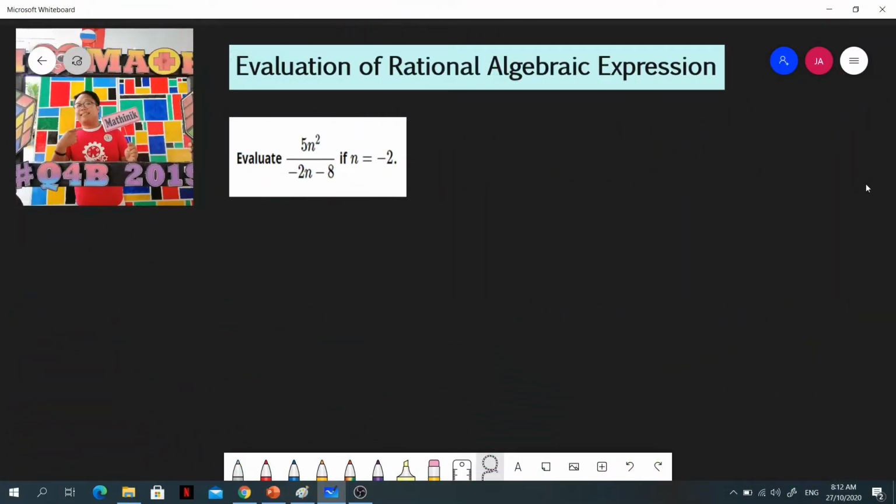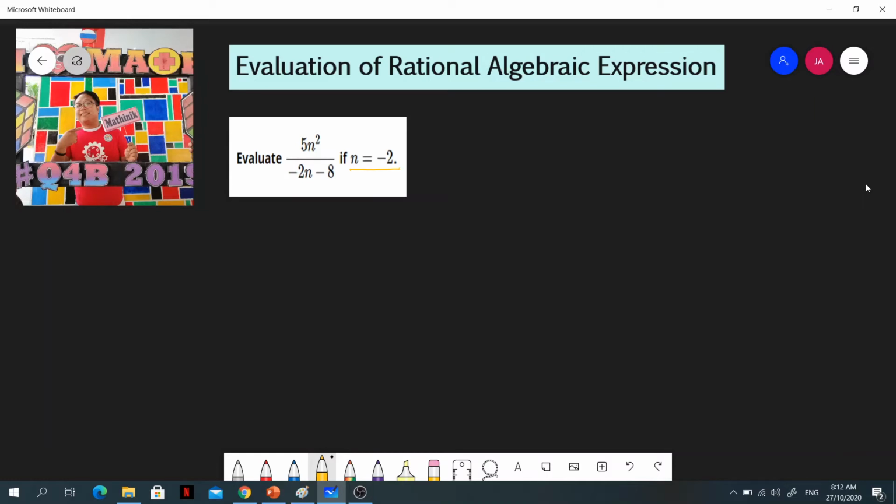Okay, so example number 1, you're asked to evaluate the expression 5n squared all over negative 2n minus 8, wherein n is equal to negative 2. Negative 2. So, anong ibig sabihin nun? Kanina, by the definition of the process, for you to evaluate the rational algebraic expression, you are going to substitute the number for a variable. So, ano ibig sabihin? Kailangan palitan ng number yung variable. When we say variable, ito yung mga letter.